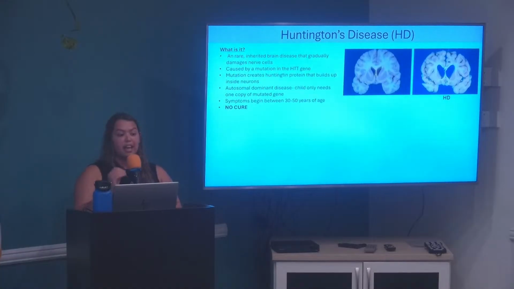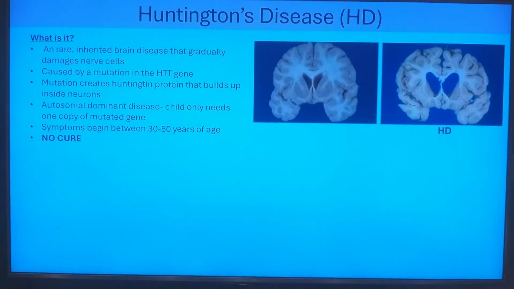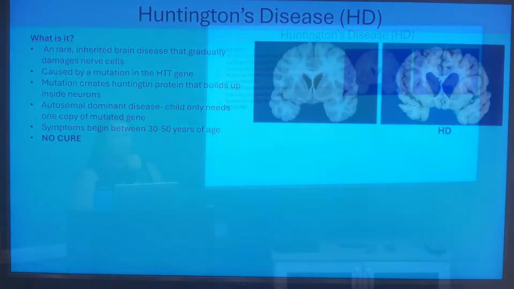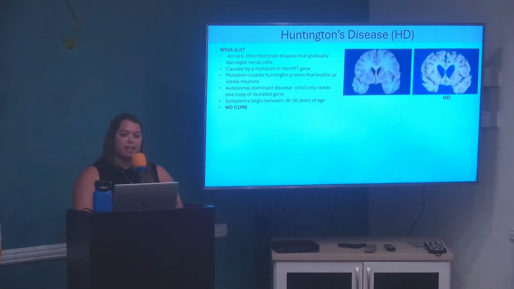Huntington's disease. So this is the rare inherited disease. It gradually damages nerve cells, and it's caused by a mutation in what's called the Huntington gene. Mutations of this gene build up inside the neurons, cause cell death, and it's a devastating disease. Once you get it and you start showing those symptoms, it's not a long time before end stage, unfortunately. It's a dominant gene, autosomal dominant, which means you only need one copy from a parent. You don't need two. As long as you get one, you will develop Huntington's disease. Symptoms begin between 30 and 50. I have seen it a little earlier. There's no cure, and again, it is devastating.